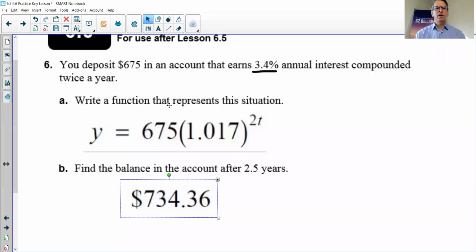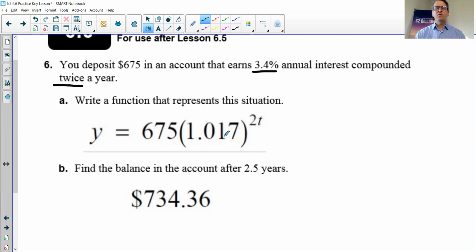Okay, so for this one, a couple things to note. It has an annual rate of 3.4%. So if it's compounded twice a year, what that's going to put you at is the interest rate of 1.017 growth, and it's 2 times t because it's twice a year. Okay, so find the balance in the account after 2.5 years. You would put your 2.5 in for t and evaluate the function. You had $734.36. Okay, that would be using your interest.